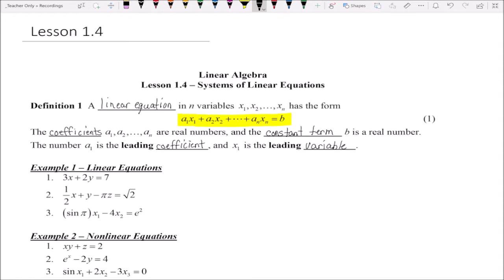Examples of linear equations: 3x plus 2y is equal to 7. 1/2 x plus y minus pi z is equal to the square root of 2. Remember that pi is a constant, not a variable. Sine of pi times x1 minus 4x2 is equal to e squared. Remember, sine of pi is a constant that evaluates out to something, and e is also a constant, so e squared would be a constant. So these three all fit the form of 1.